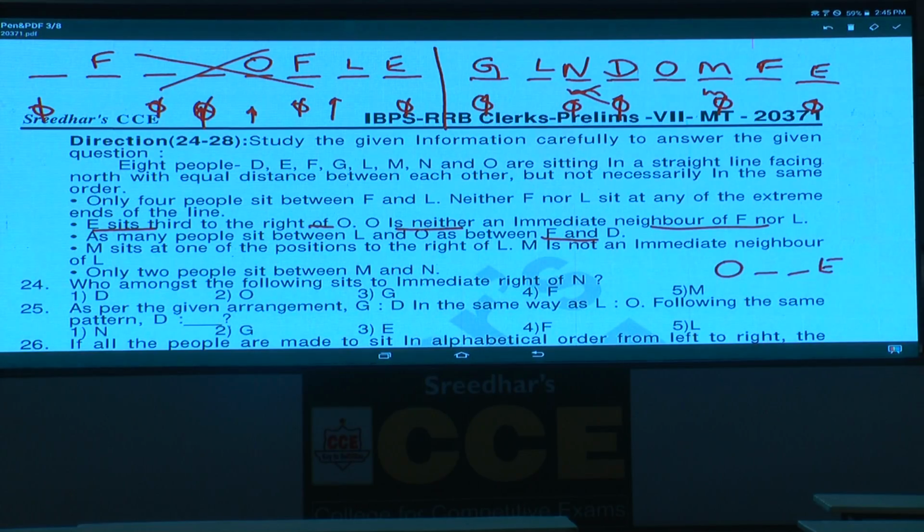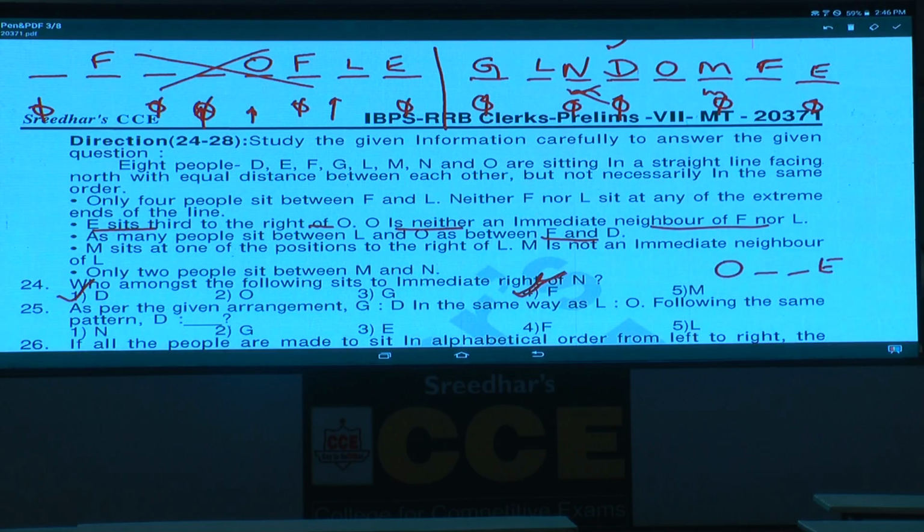Then question number 24. Who among the following sits to the immediate right of N? Tell me who is to the immediate right of N. Now D is to the immediate right of N, and it is given in choice 1. As per the given arrangement, G is to D. Between G and D there are 2 persons. Between L and O there are 2 persons. Following the pattern, D and 2 persons, D and F. D and F, that is choice 4. Between D and F again there are 2 persons.